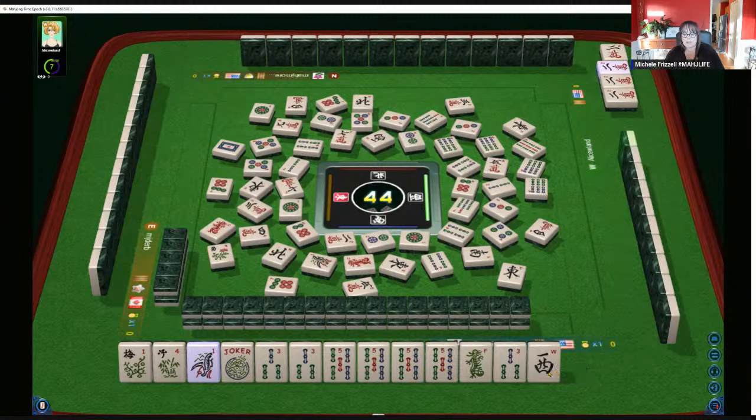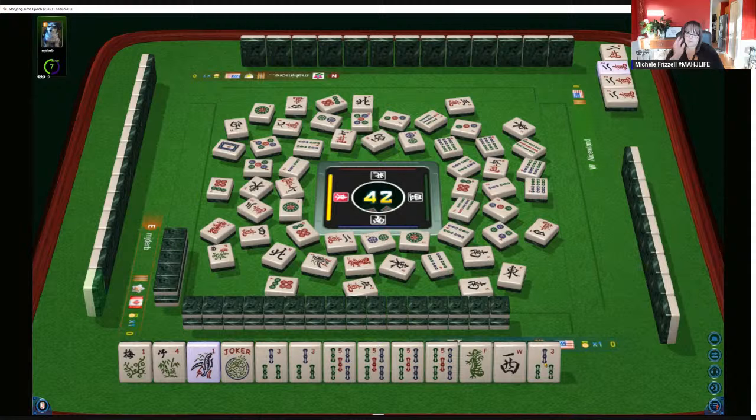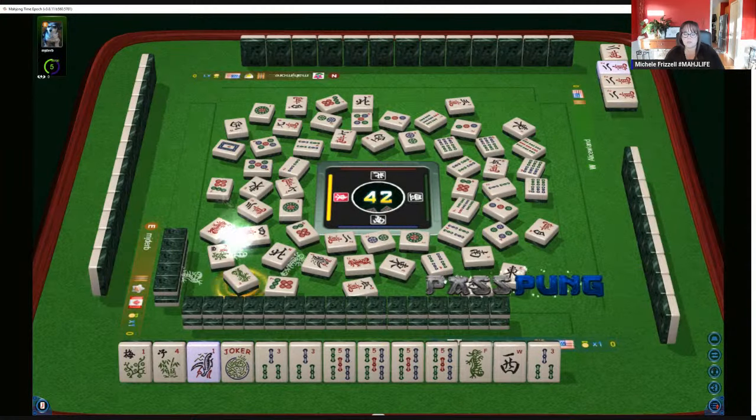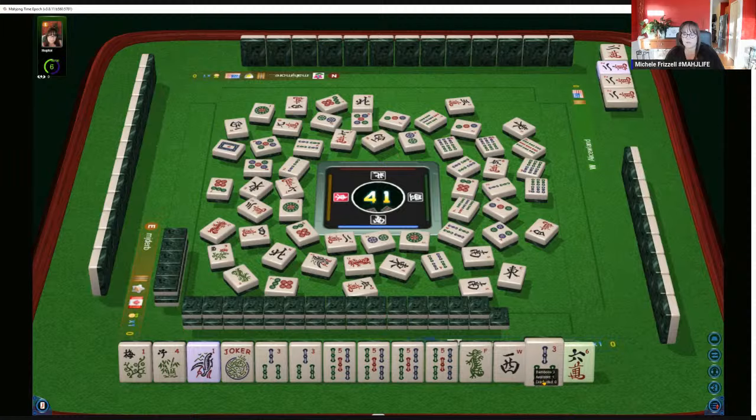And nobody wanted it. Somebody is playing a wind hand, I think. West wind. All the east are out. There's a west. So that should be safe. Green dragon. We're looking for, oh darn, there's our tile. We're not ready for it. Three bamboos.